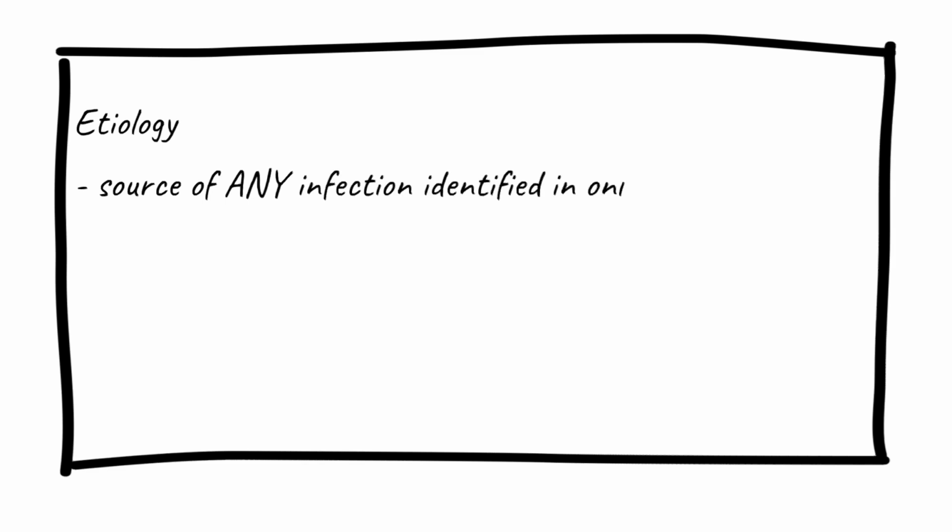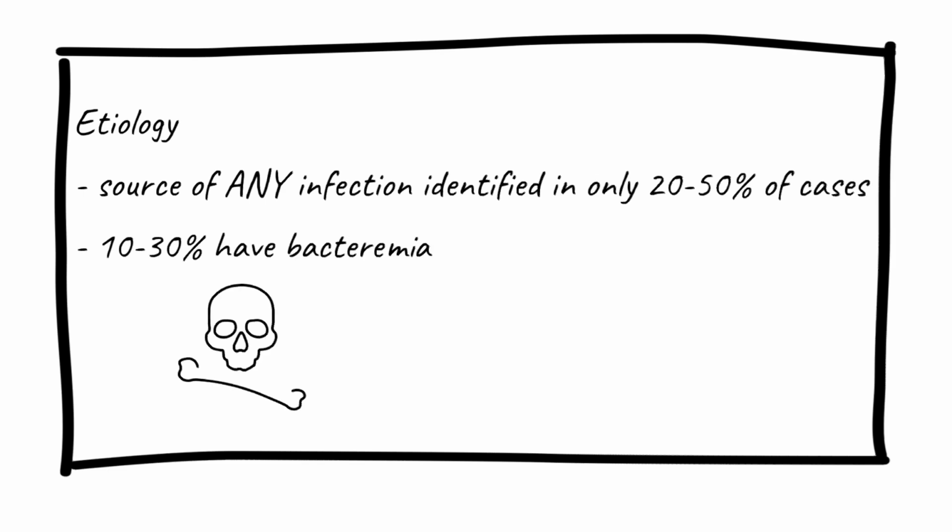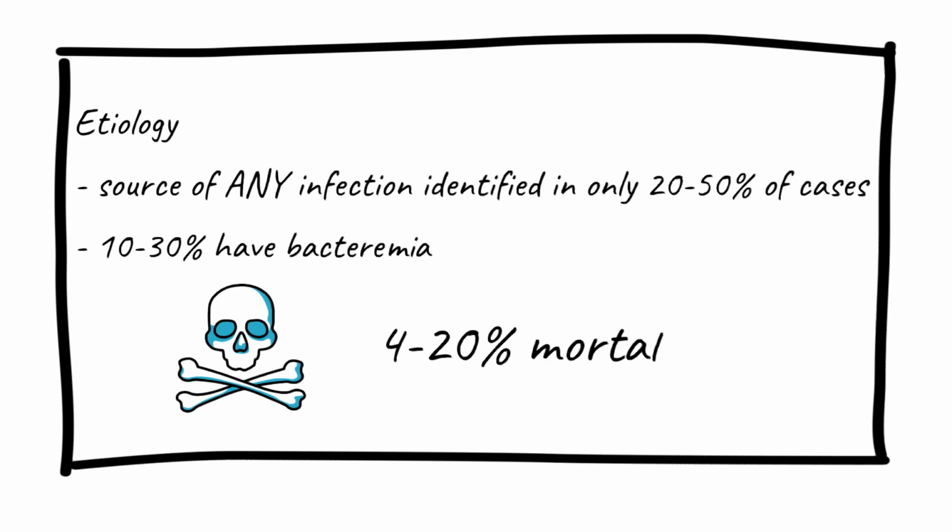We will identify a source of infection in only 20 to 50% of cases, and we will find that 10 to 30% of those with febrile neutropenia will have bacteremia. It carries a high mortality rate that ranges between 4 to 20%.